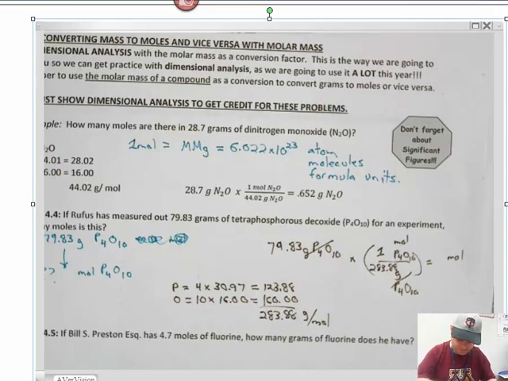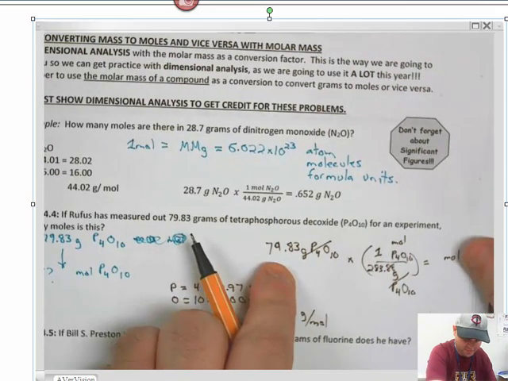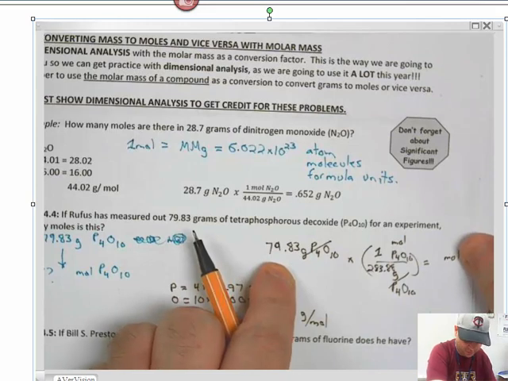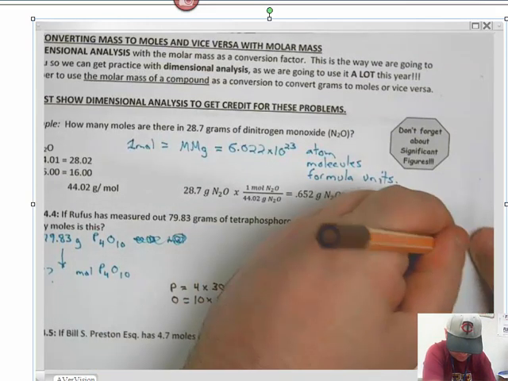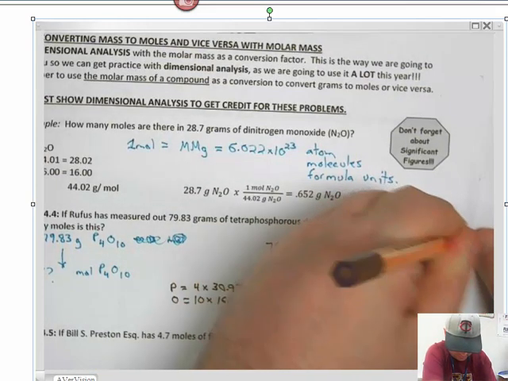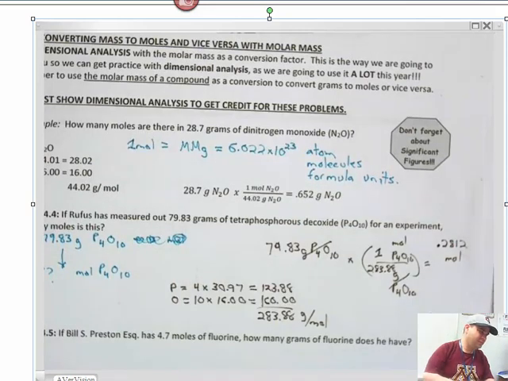And we get, notice that this is 4 sig figs. Okay, so our original number is 4 sig figs here, so we're going to round to 4 sig figs. So this is 0.2812 moles. See? Easily done.